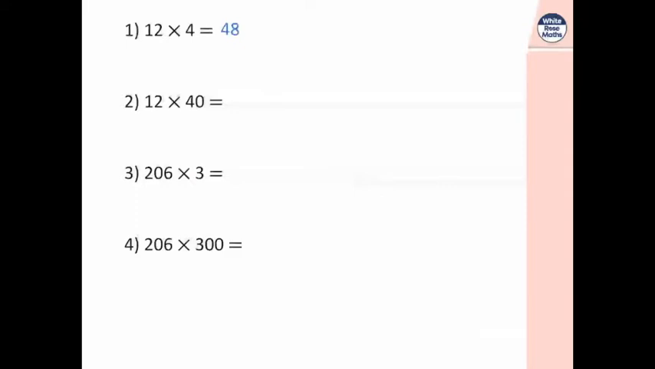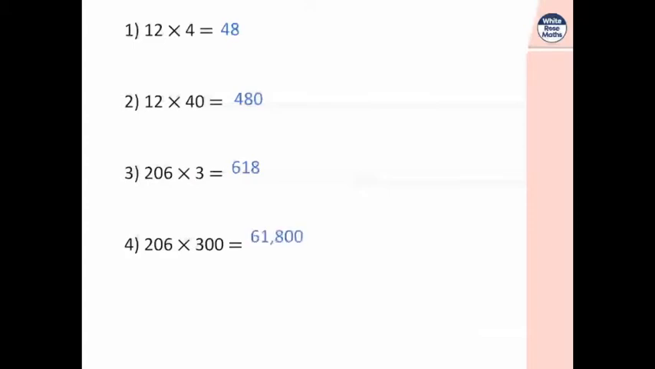12 times 4 is 48. Could you use that fact to maybe work out the answer to question 2 without using any sort of written calculation? Well, if 12 times 4 is 48, then 12 times 40 is going to be 10 times larger than that, which is 480. Question 3, 206 times 3 is 618.